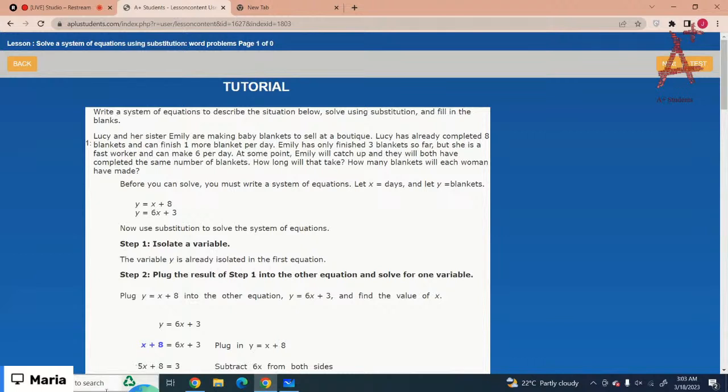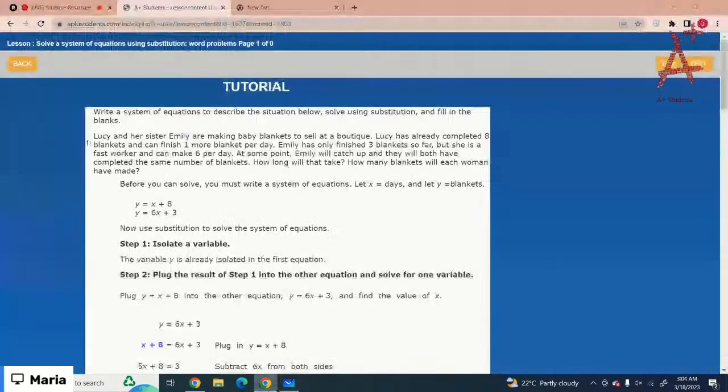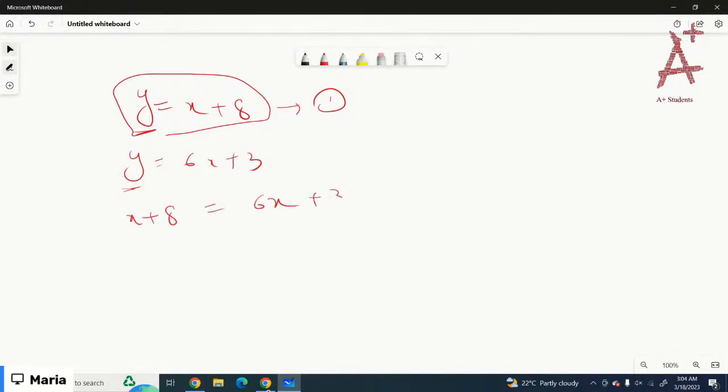Got it? So we have to solve this using the substitution method. For the substitution method, we have to isolate the variable. y equals x plus 8, and the second equation is y equals 6x plus 3. So here variable y is already isolated. Got it? So I'm going to substitute equation 1 in equation 2. Let's replace this y with x plus 8. So it would be x plus 8 equals 6x plus 3.